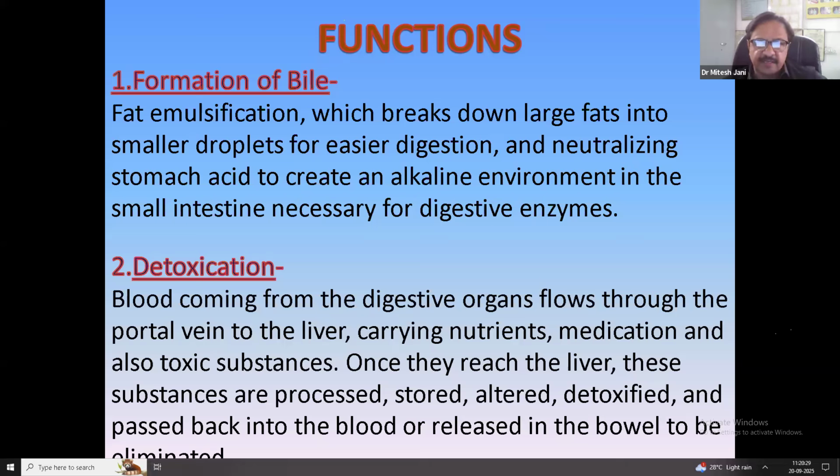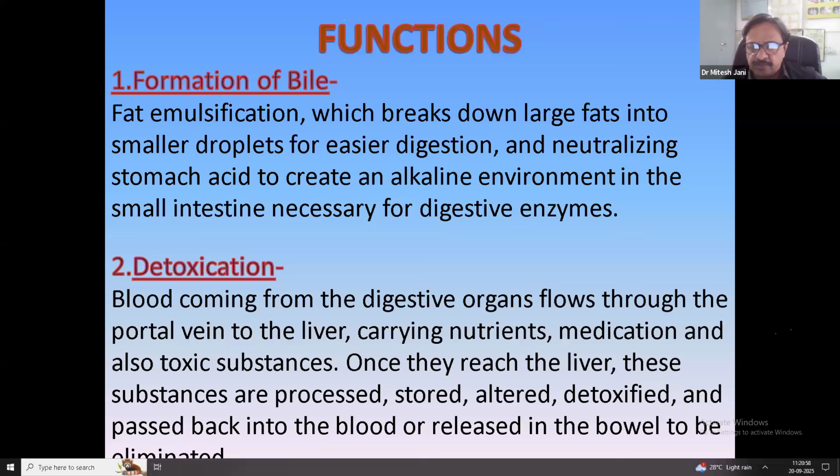This is fat emulsification, which breaks down large fats into smaller droplets for easier digestion, and neutralizing the stomach acid to create an alkaline environment in the small intestine, necessary for the digestive enzymes. These digestive enzymes are secreted by the pancreas. So, the route of the bile from the liver.